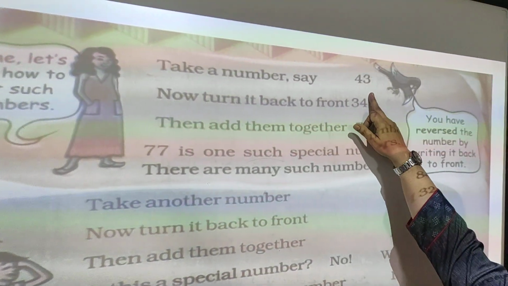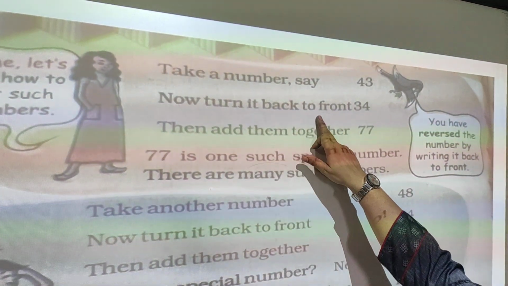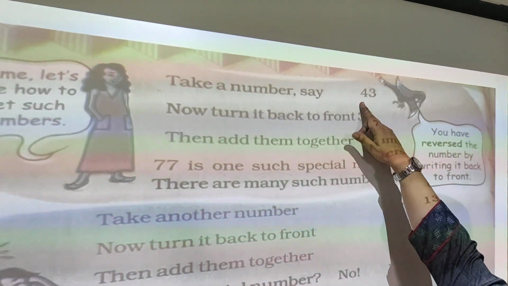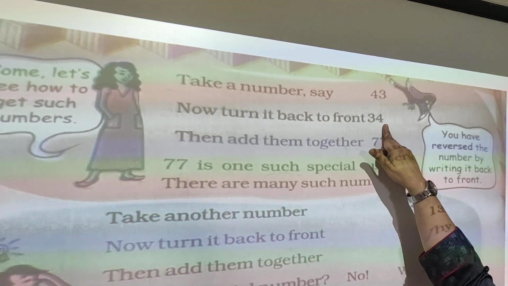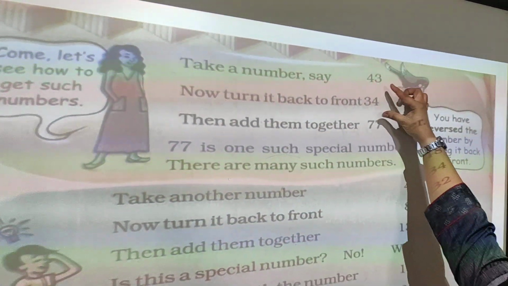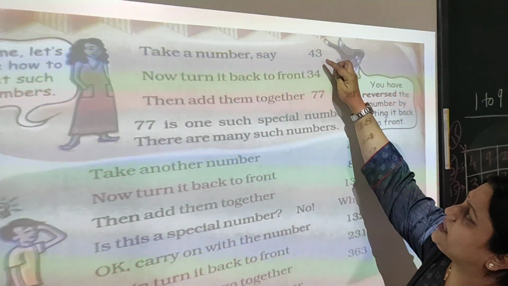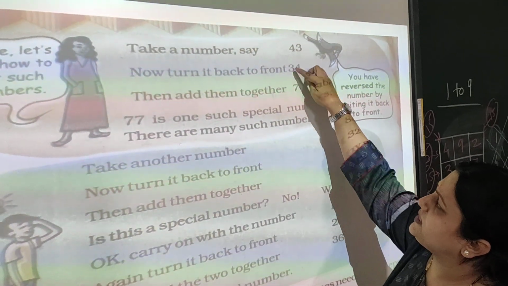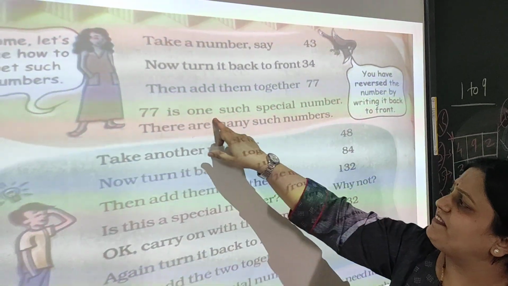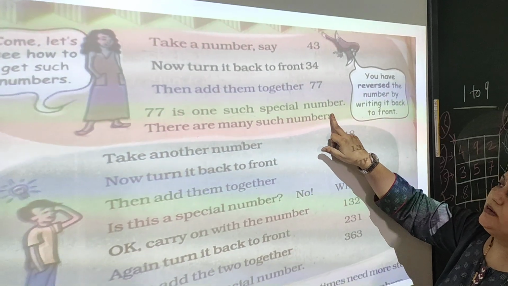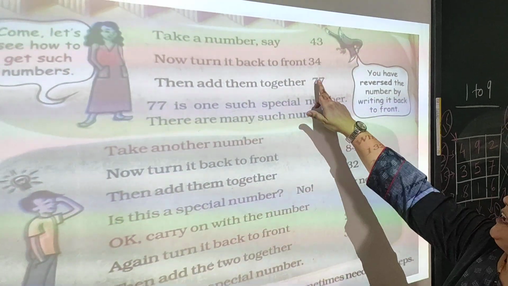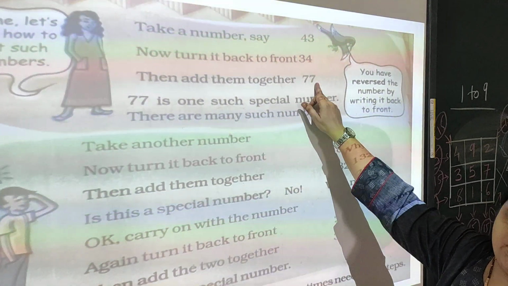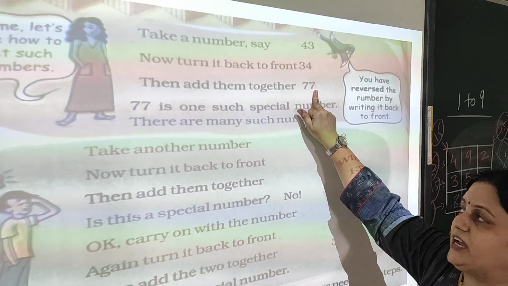Take a number, say 43. Now turn it back to front, which means change the place of the digits. 43 has become 34. Then add them together. Add these two, 34 and 43. 3 plus 4 is 7, 4 plus 3 is also 7. 77 is one special number. There are many such numbers. Special number means, if you change the order of the digits, the number will still be the same.